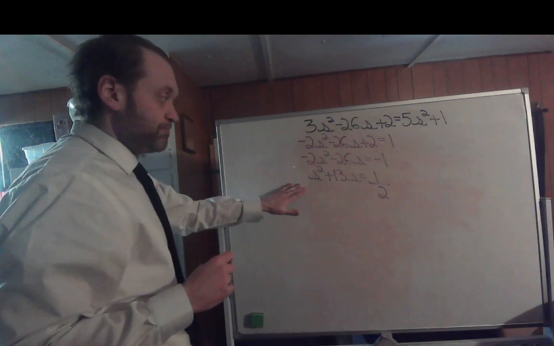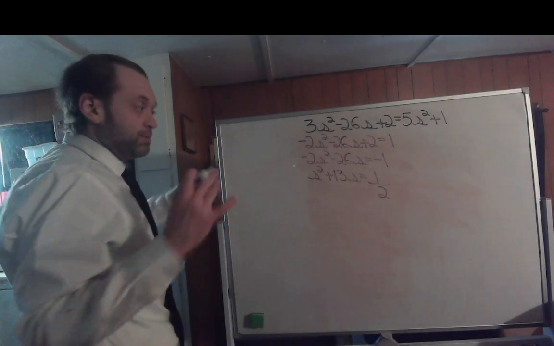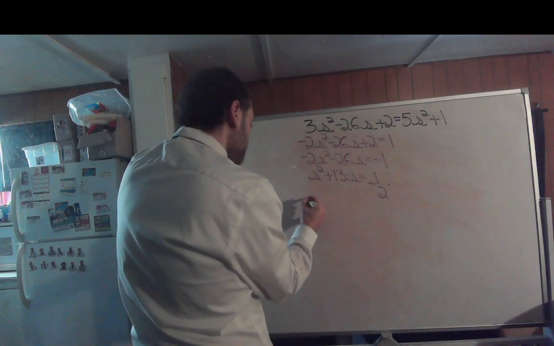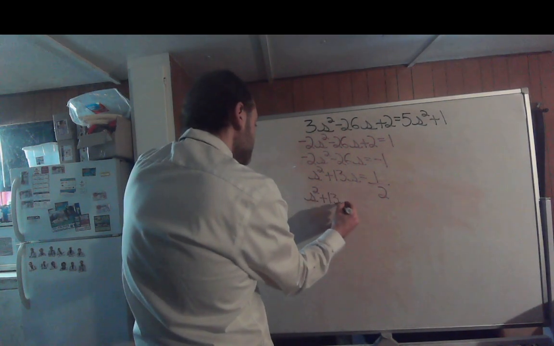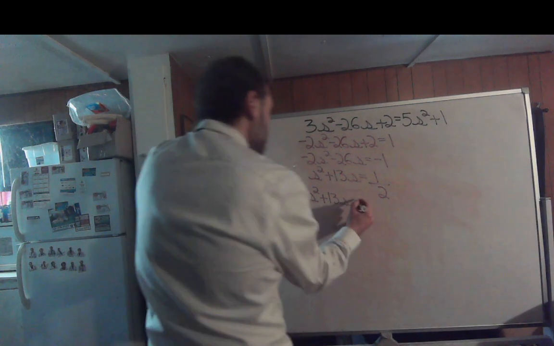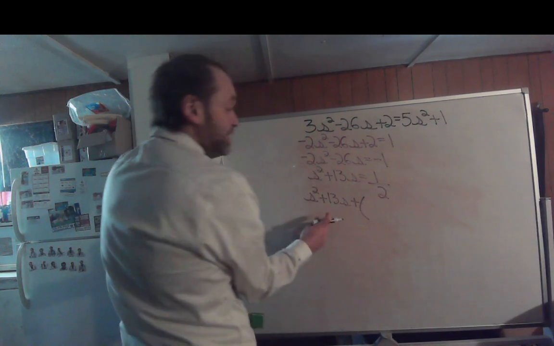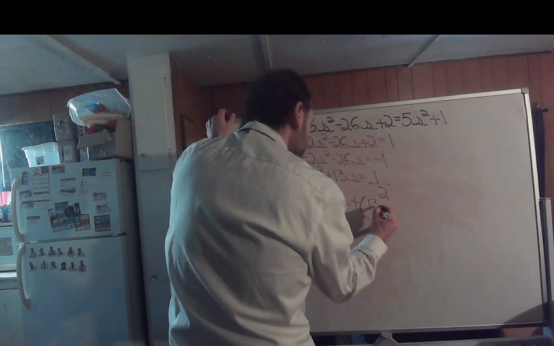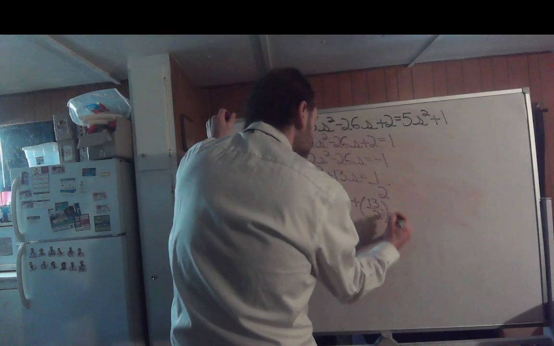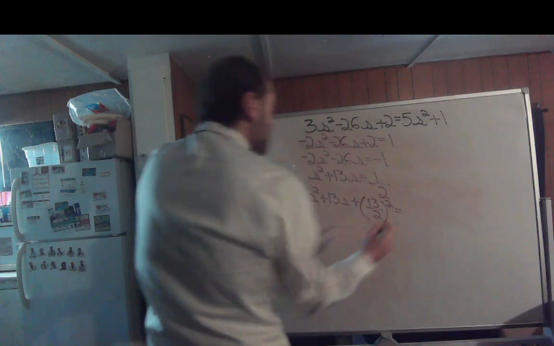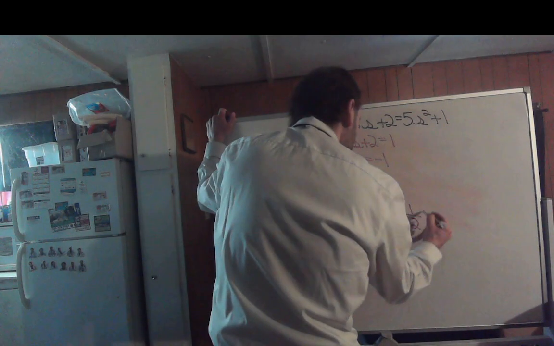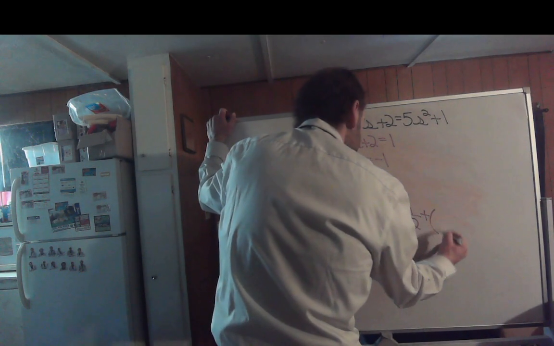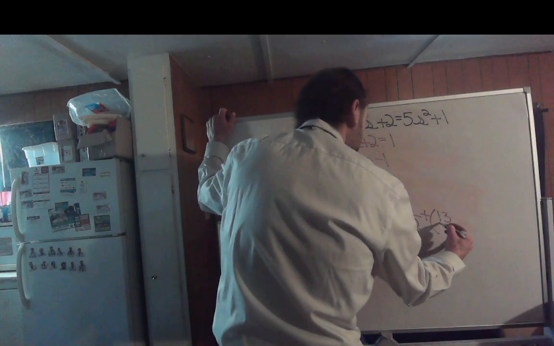Alright, well, now we can complete the square. So you'll end up having s squared plus 13s plus what is half of 13? Well, that'd be 13 halves, but you're going to raise that to the second power. That's going to end up equaling 1/2 plus the 13 halves raised to the second power.